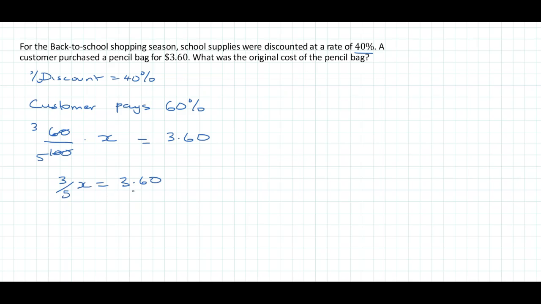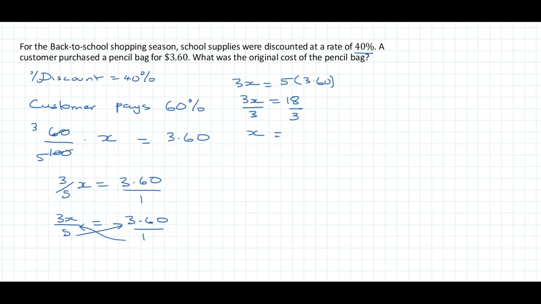So now we can do a cross product here. So this is going to be 3x over 5 equal to 3.60 over 1. So let's go ahead and do a cross product here. So we have 3x is equal to 5 multiplied by 3.60. So 3x is equal to 18. And now we can divide both sides by 3. And then x is equal to 6. So the original cost of the item was $6.